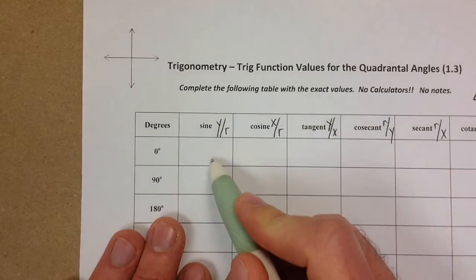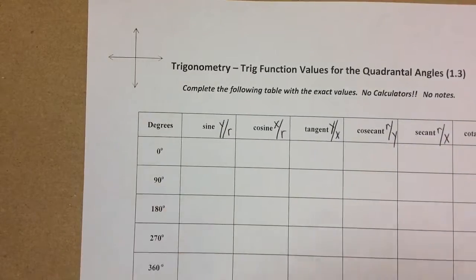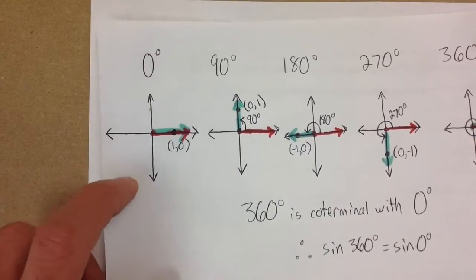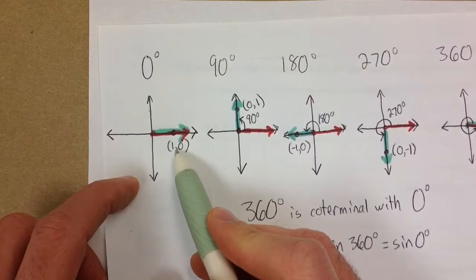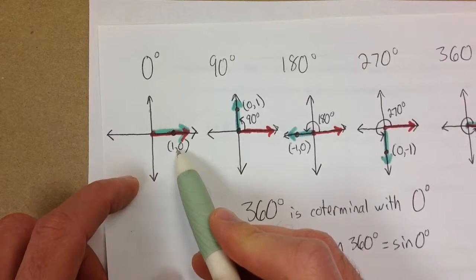Okay, so we're going to find the sine of 0 degrees. Well, take a look at what we did here. We said a point on the terminal side is 1, 0. That's going to matter. x and y.